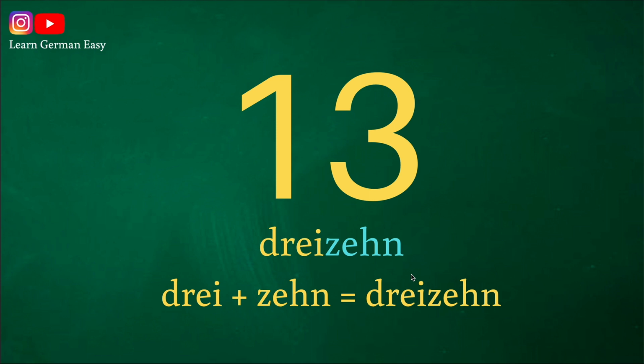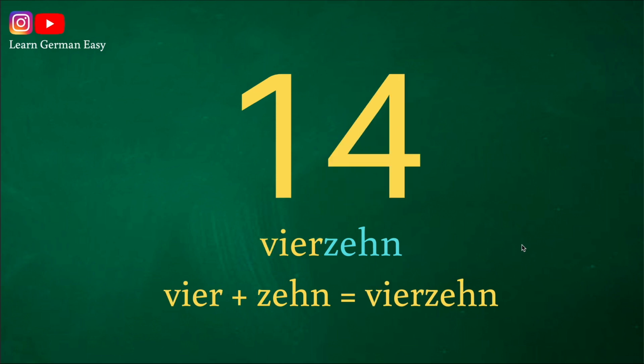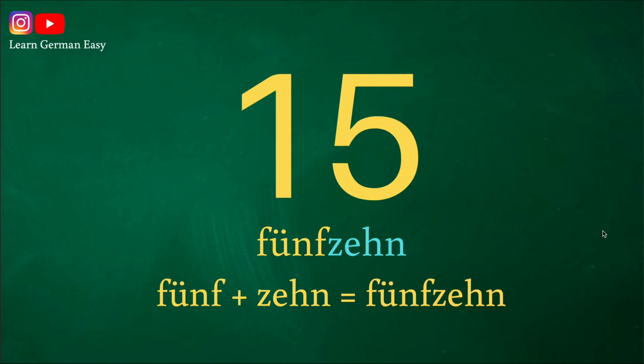They're similar to English. You have the number 10, and then you just put the number before it. For example, 13 will be 3 and 10. 3 and 10 will turn into 13. And 14, 4 and 10. 4 and 10 turns into 14. 15 will be fünfzehn.